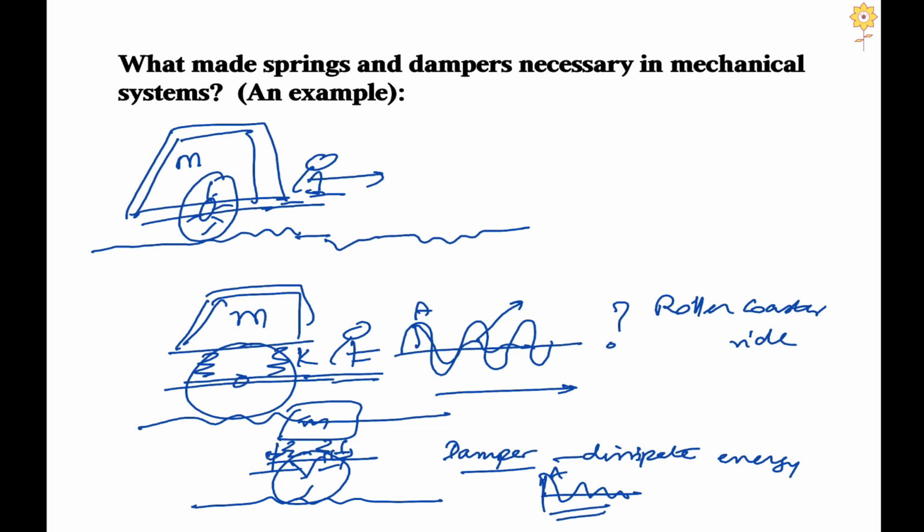So in this lecture we had seen what are the basic components representing any vibrating system: the mass, spring and damper, and what is the necessity of using the spring and damper in mechanical systems.